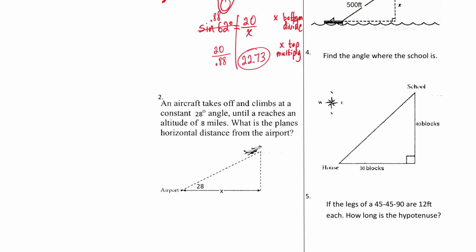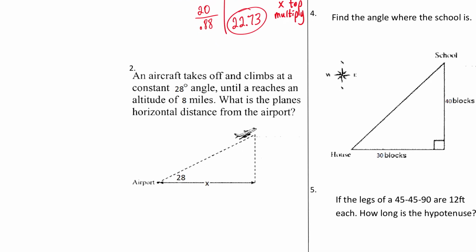All right. Next one, number 2. An aircraft takes off and climbs at a constant 28-degree angle until it reaches an altitude of 8 miles. So that's right here, 8 miles. What is the plane's horizontal distance? That's this from the airport.